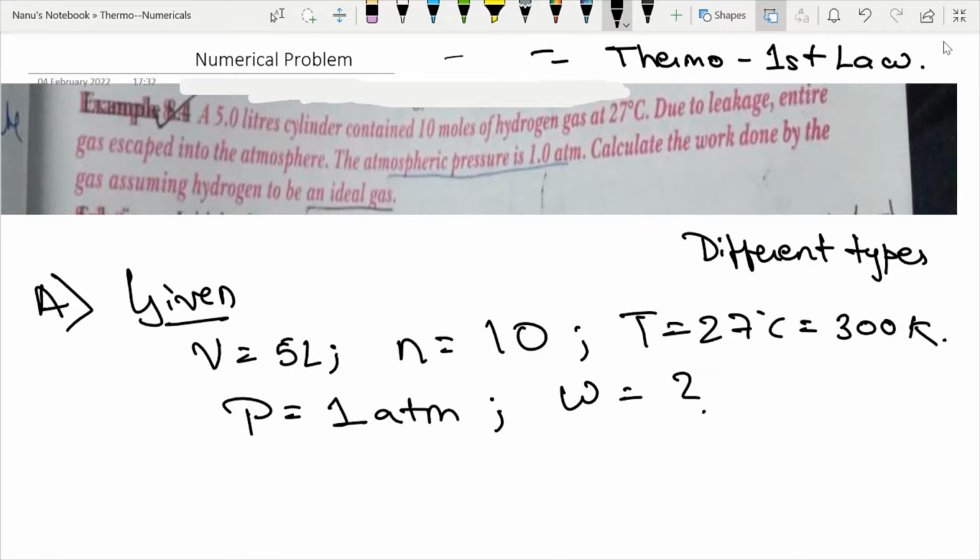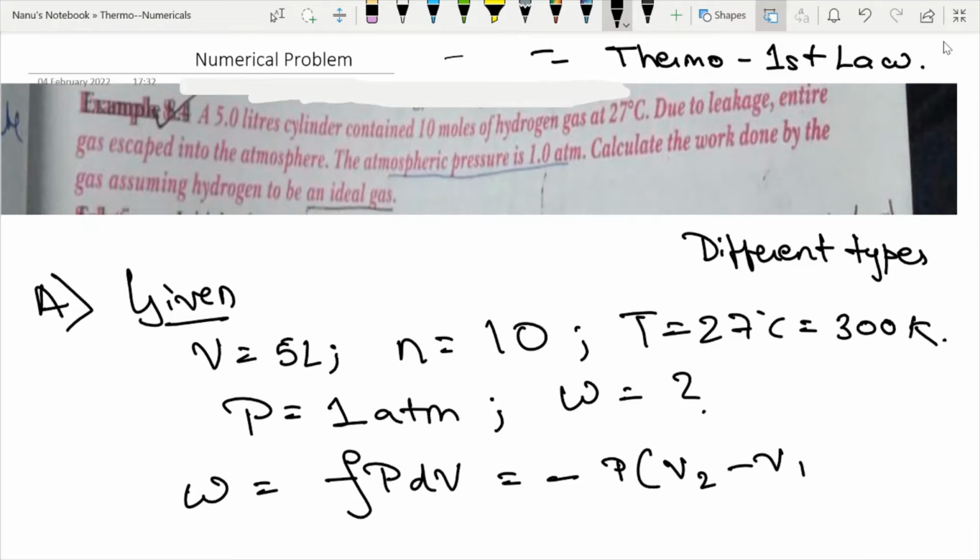Calculate work done. So we know what the formula for work is. Work is equal to minus ∫P dV, and we can integrate over here. Over here pressure is 1 atmosphere, so the pressure is already given as a constant value of 1. So we can take the pressure as constant and say that it will be minus P times (V2 minus V1), because pressure is not changing. And we know that when pressure is not changing, we can use this formula. If pressure is changing, we need to integrate it totally. We cannot take the P separately out. Then we get the minus nRT ln(V2/V1) expression.